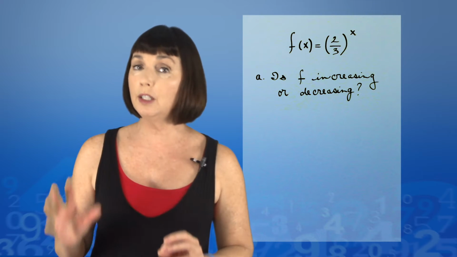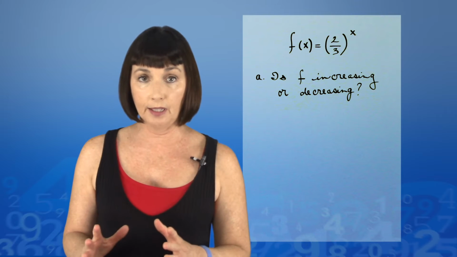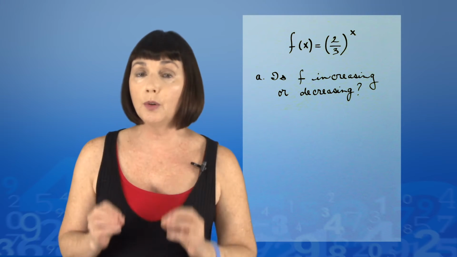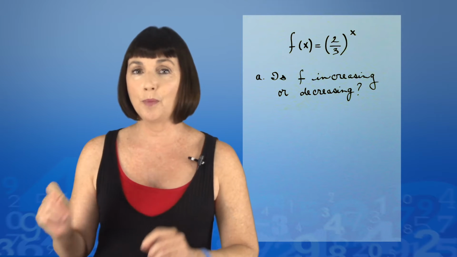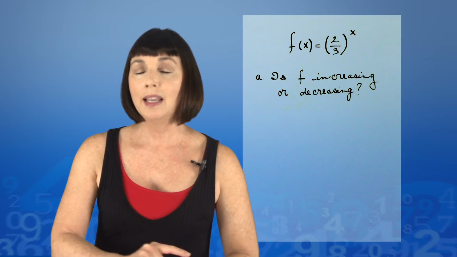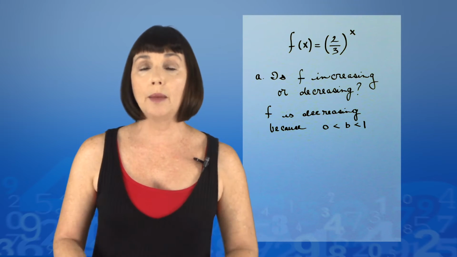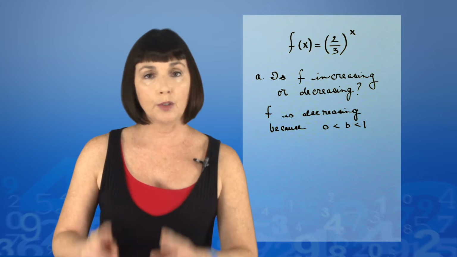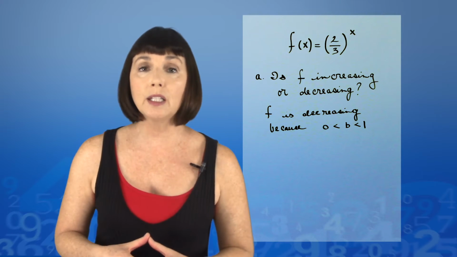Now, if f is increasing, as x approaches infinity, f approaches infinity. If f is decreasing, then as x approaches negative infinity, f approaches infinity. So which one is this? In this case, f is a decreasing function, and we know that because our base, b, is greater than 0 but less than 1.